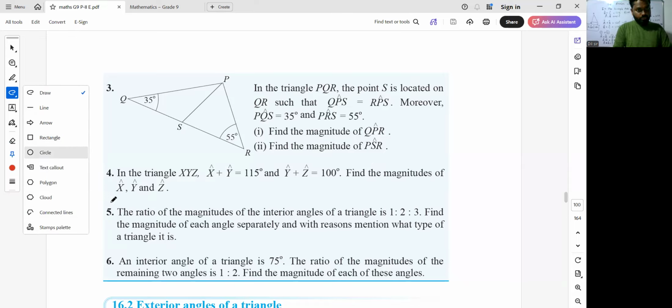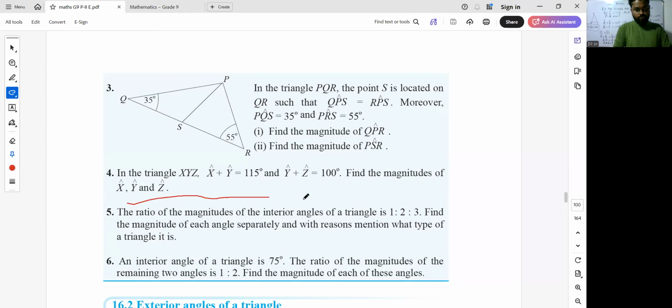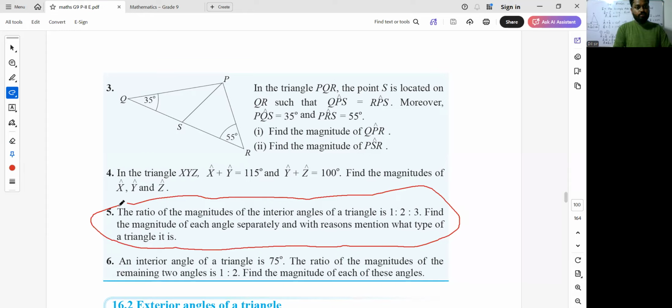Fifth one, this one. Don't write the question. Read the question and try to find your answer. You have 2 minutes for this.